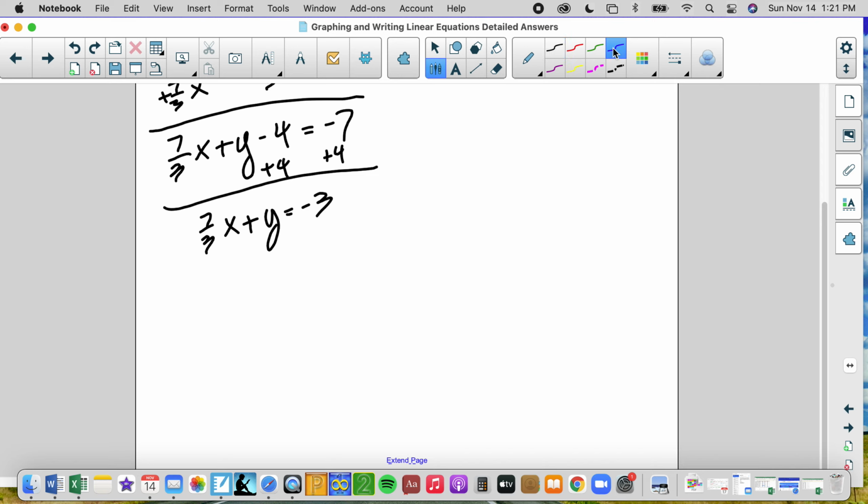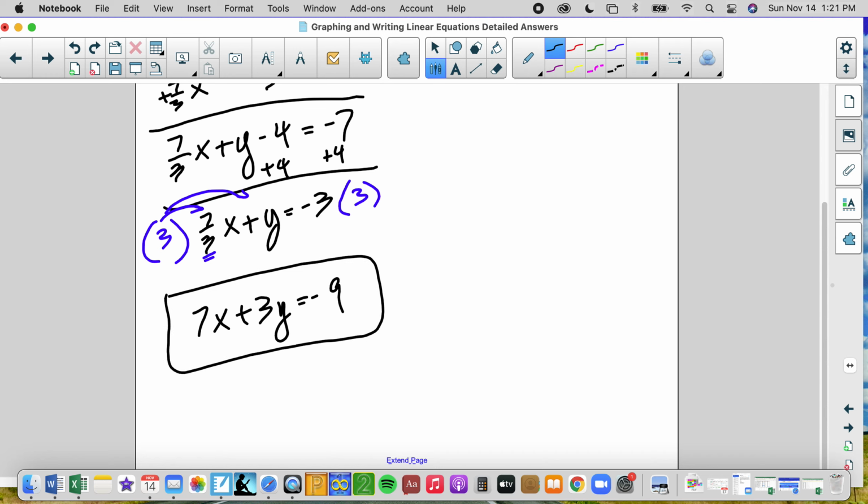So my a is positive, which is good, but it's a fraction. I got to get rid of that 3 in the denominator by multiplying by a 3. So 3 times 7/3, the 3 in the numerator and denominator cancel. I'm left with 7x plus 3y equals -9. And that would be the equation in standard form.